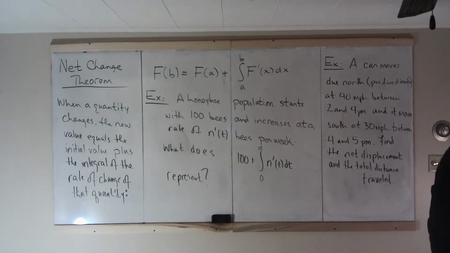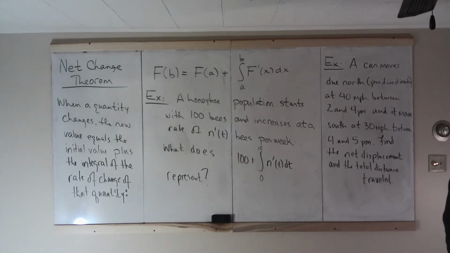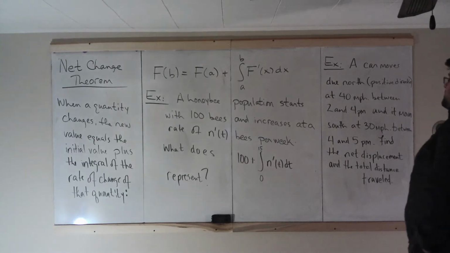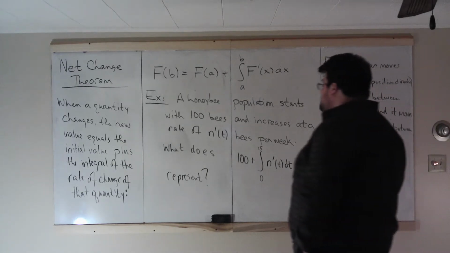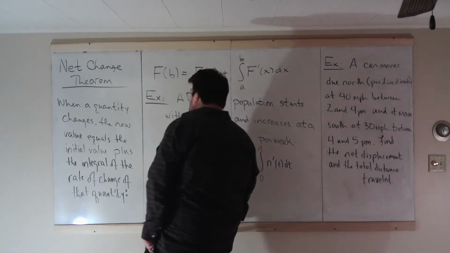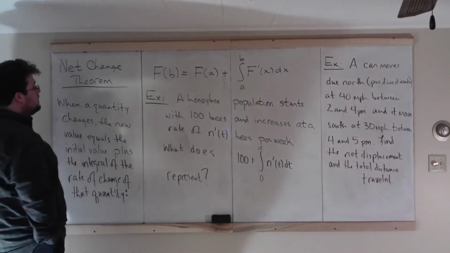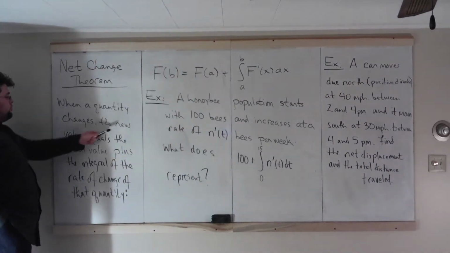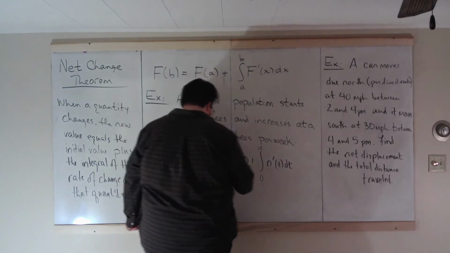Example: a honeybee population starts with 100 bees and increases at a rate of n prime of t bees per week. Starts at 100, increases, so there's a rate of change right there, n prime of t bees per week. What does 100 plus the integral from 0 to 15 of n prime of t dt represent? Well, 100 is the initial value, n prime of t is the rate of change. So this quantity will evaluate to a new value. Which new value? Well, n measures the number of honeybees.